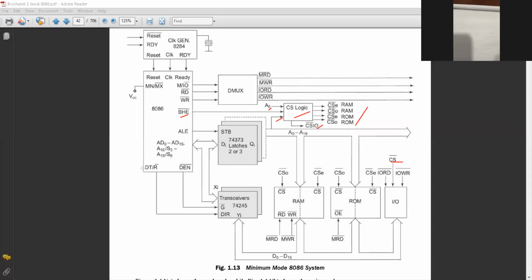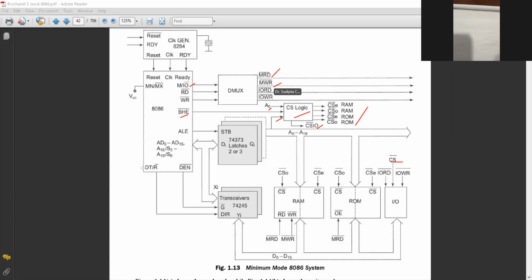Next, coming to memory read, memory write, IO read and IO write. These come from M/IO bar, read and write, after demultiplexing. Whenever M/IO bar is zero, it means an IO operation. Then with read or write, it is an IO read or IO write. When it is a memory operation, M/IO is high, and then you will get memory read and memory write.